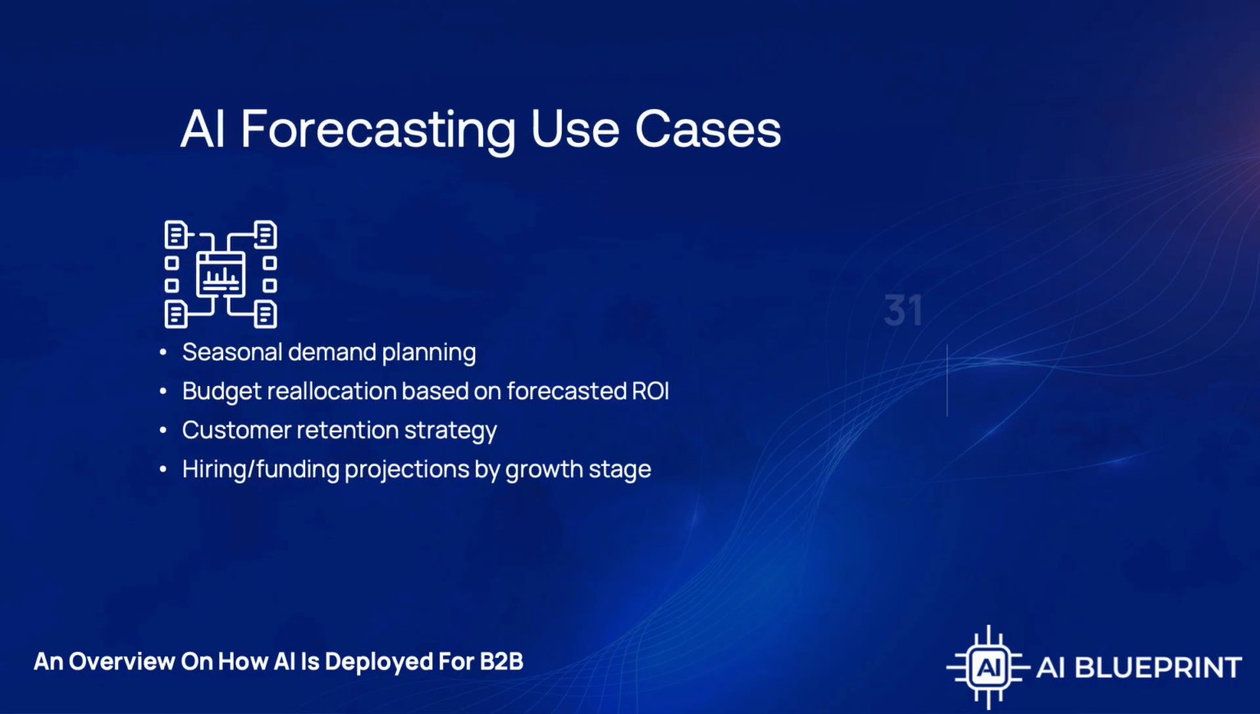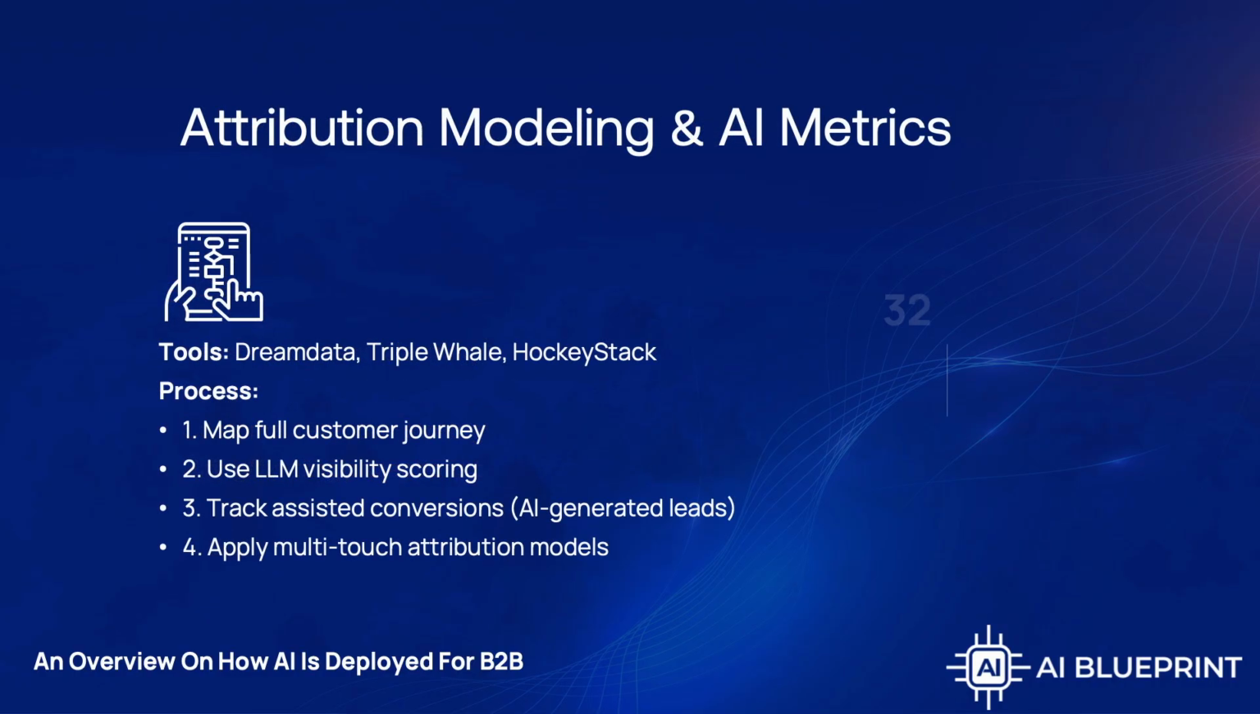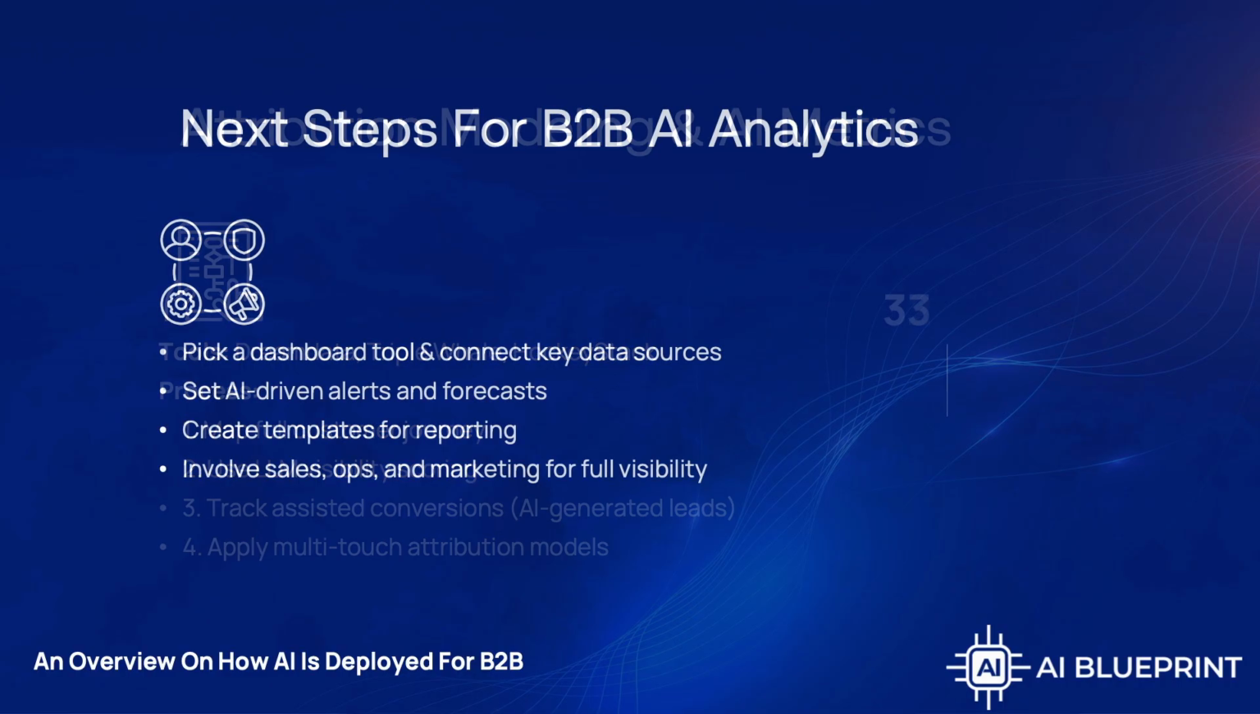AI forecasting use cases, so we can start looking at seasonal demand planning, budget reallocation based on forecasted ROI, customer retention strategy, hiring, funding, projections by growth stage. So attribution modeling and AI metrics, right? Dreamdata is actually designed for B2B. It's excellent at B2B. We also have Triple Whale, HockeyStack. This is going to map the full customer journey, and it will use LLM visibility scoring. It will track assisted conversions, AI generated leads, and it will apply multi-touch attribution models.